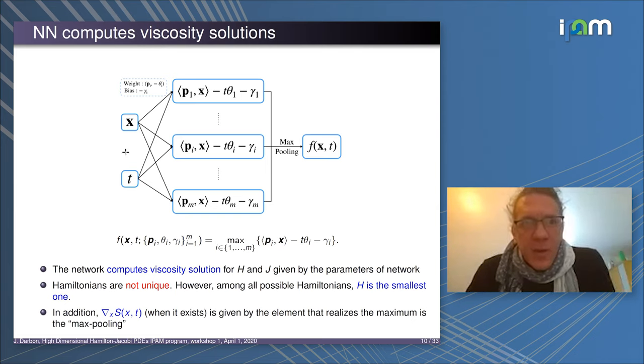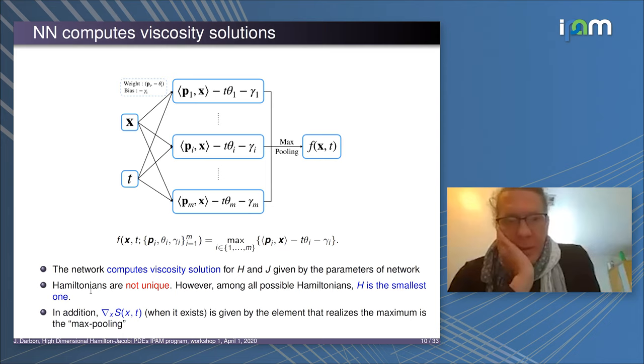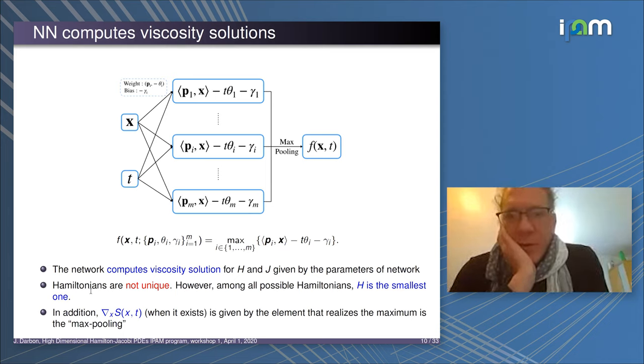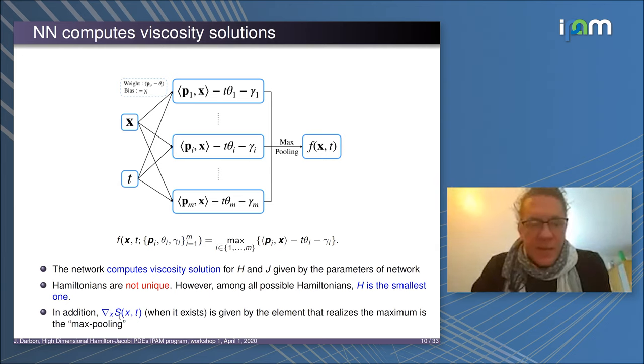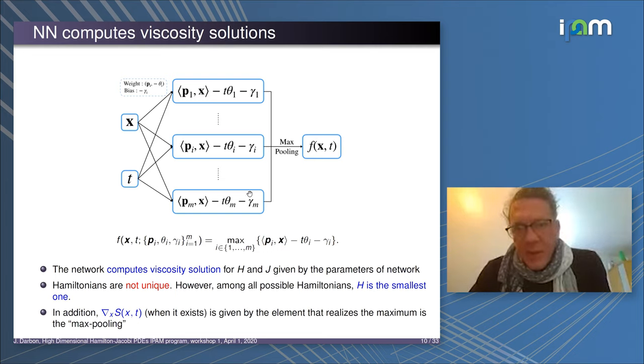You give me a neural network architecture as follows. You define the function F, then we have shown that F computes a viscosity solution for the Hamiltonian and the initial data that are given by the parameters of the network. And we have seen that the Hamiltonians are not necessarily unique, but among all possible Hamiltonians, we can select the smallest possible one. And we also have that when S is differentiable at XT, then the spatial gradient with respect to X is actually the one that realizes the maximum in the max pooling operation.